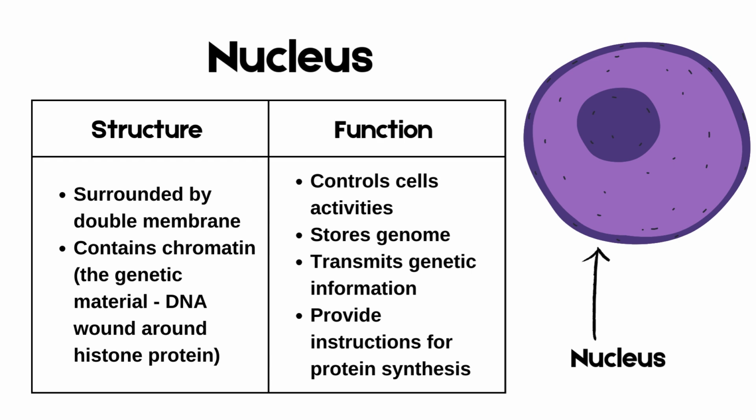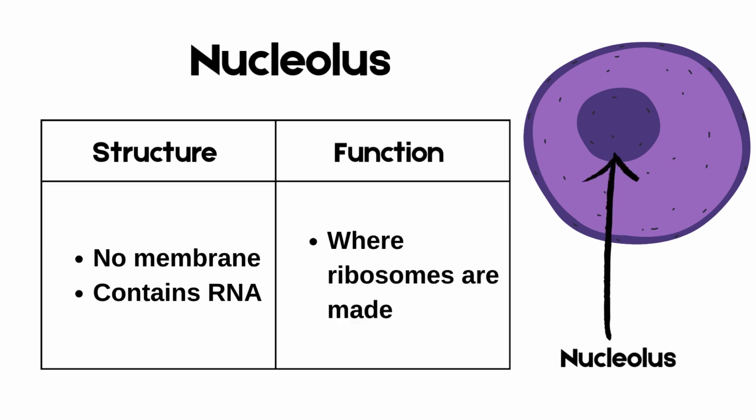Firstly, we have the nucleus. This is like the boss of the cell. It has a double membrane and contains chromatin. Its main jobs: to control everything the cell does, store the genetic material, the genome, transmit genetic information, and provide instructions for making proteins. Inside the nucleus, we have the nucleolus.